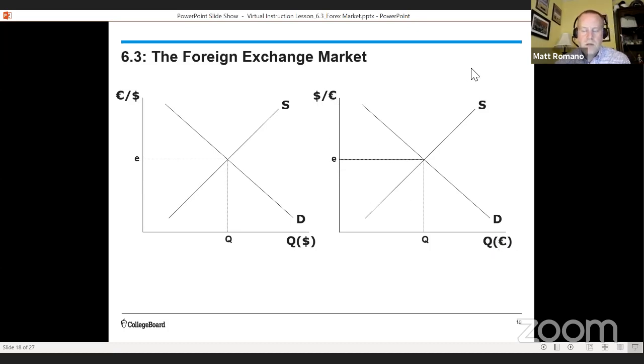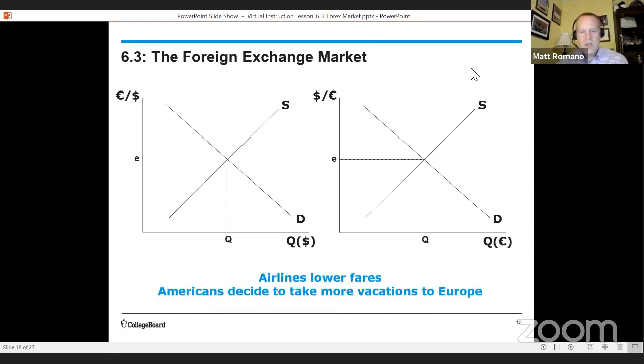All right, we've got our graphs. Now let's deal with the situation. Let's say that airlines lower fares. So throughout the US, airline fares are going down.